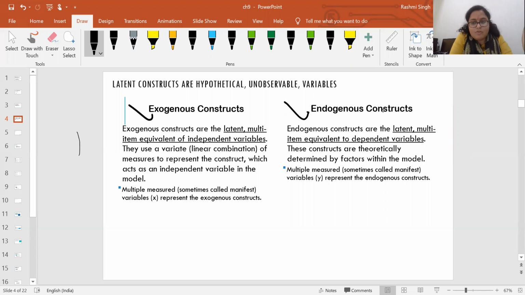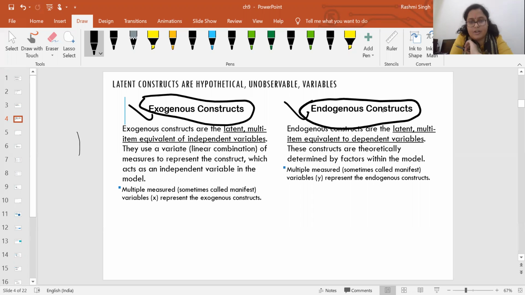So basically the exogenous construct is acting as an independent variable. Just like in the regression equation we said there is a dependent variable and there will be an independent variable. In the same manner, in structural equation modeling, the independent variable will be known as an exogenous construct and all the dependent variables will be known as endogenous constructs. Now exogenous constructs are basically a latent multi-item equivalent of independent variables.